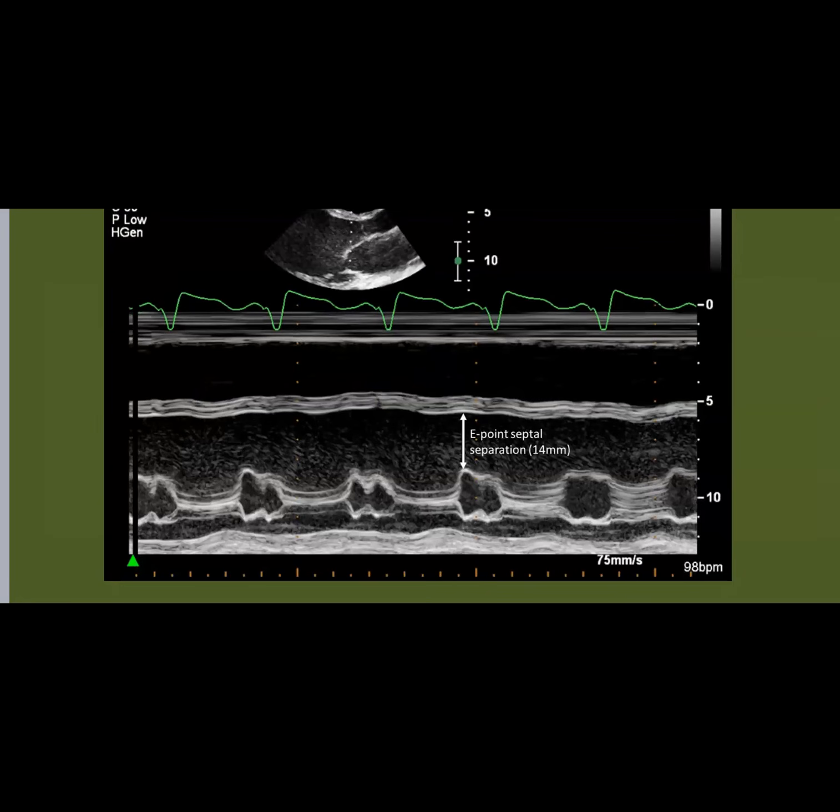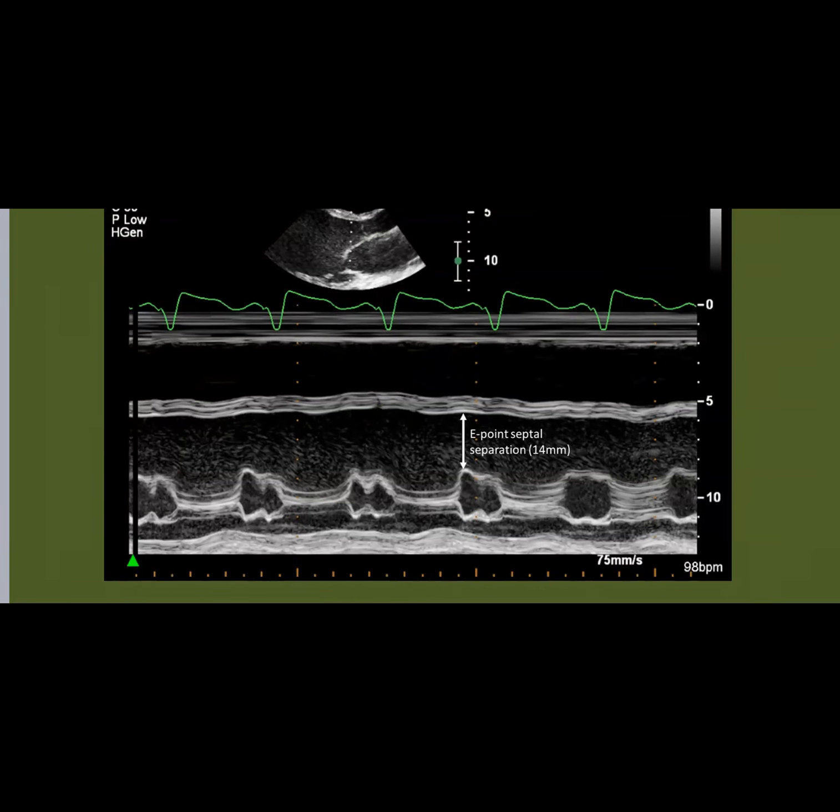Okay, and the other thing we discussed last time is the EPSS, which is E-point septal separation. This is the distance from the peak of the E wave, which is the anterior leaflet, to the septum. And we say that the shorter that distance, the stronger the LV systolic function.